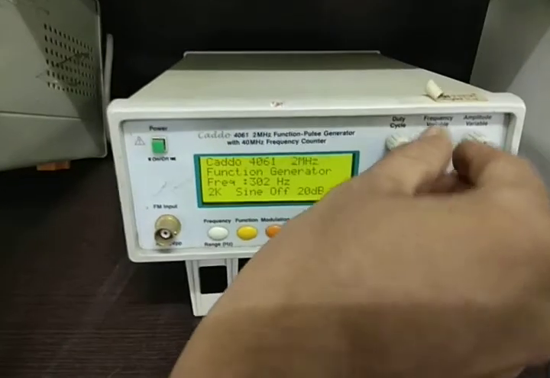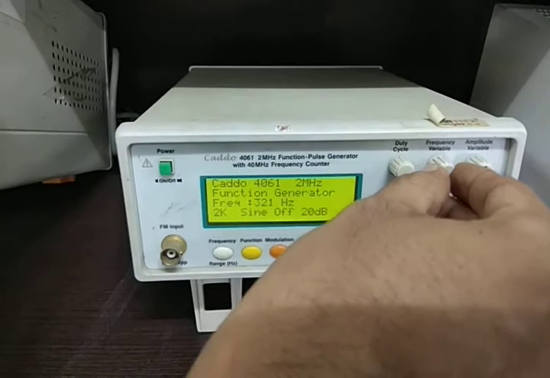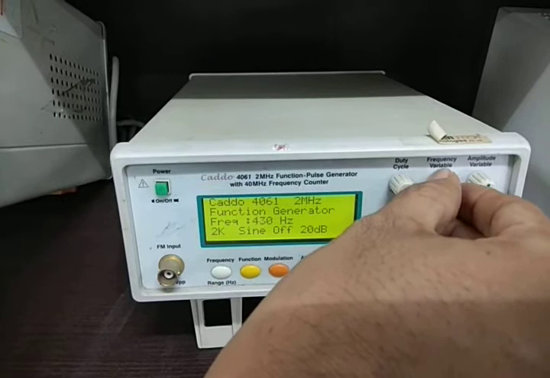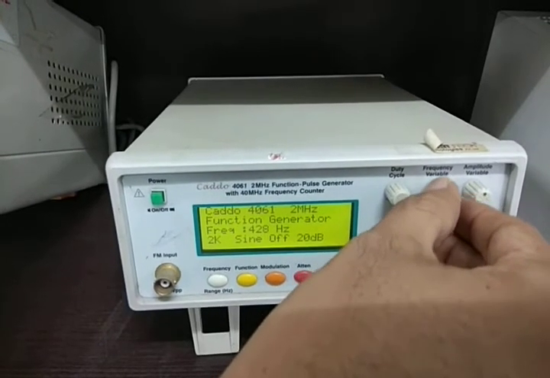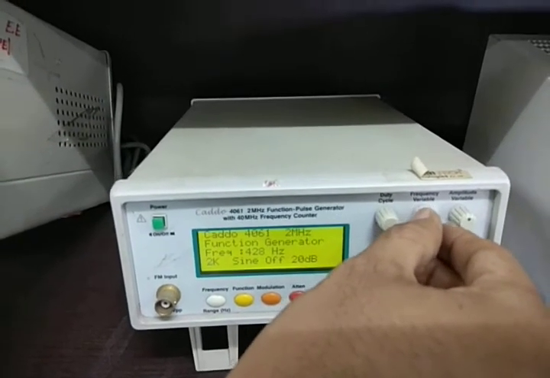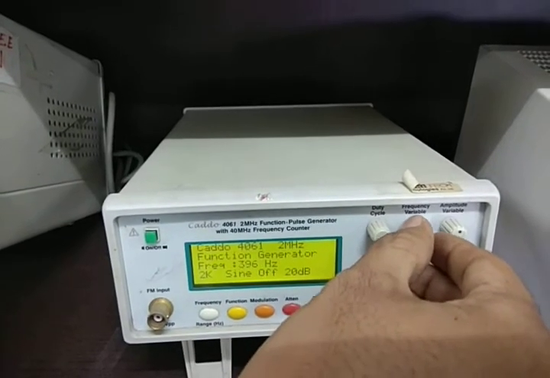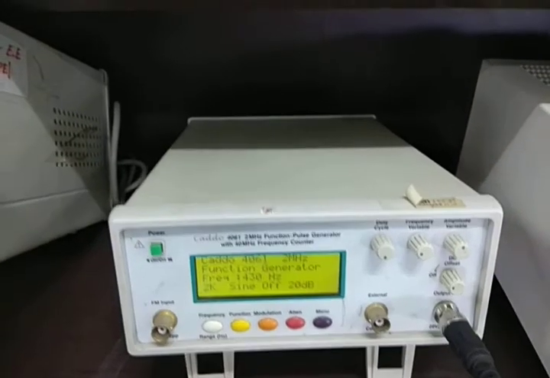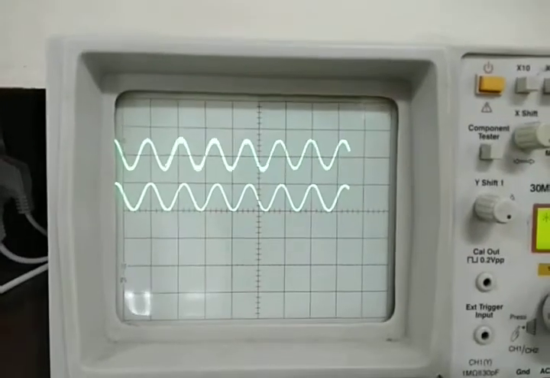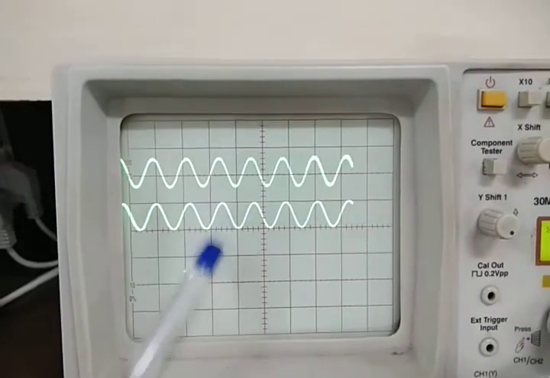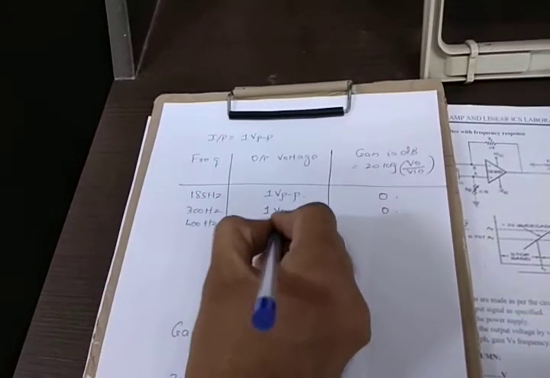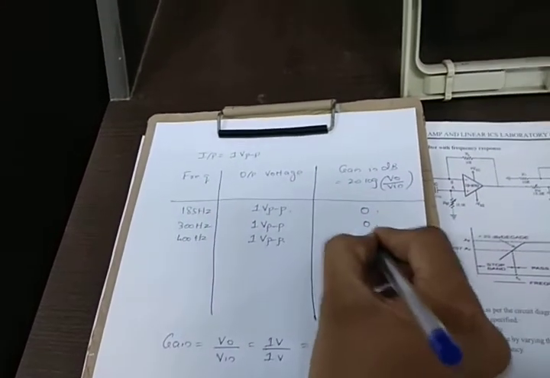Let us increase it. Let us make it 400 Hz. So it is 400 hertz. Okay. So for 400 Hz, again we are getting the same, that is 1 volt peak to peak. So write it down. For 400 hertz, it is 1 volt peak to peak. So 20 log V0 by Vin is also 0.